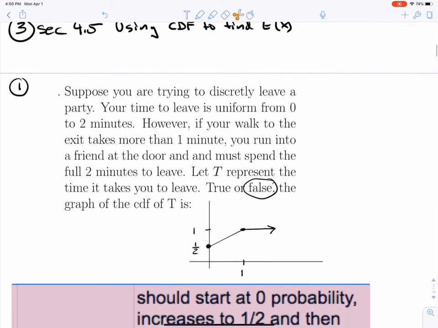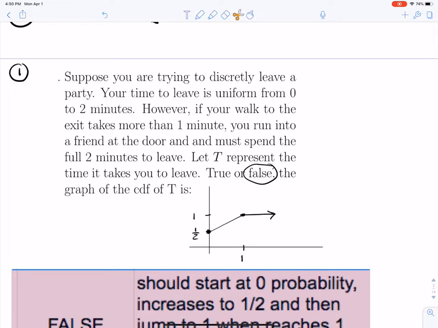So last time we did this concept test. Suppose you're trying to discreetly leave a party. Your time to leave is uniform from 0 to 2 minutes. However, if your walk to the exit takes more than 1 minute, you run into a friend at the door and must spend the full 2 minutes to leave. Let T represent the time it takes you to leave.